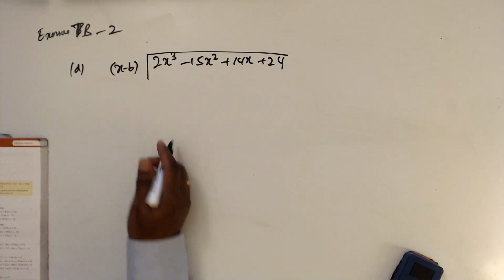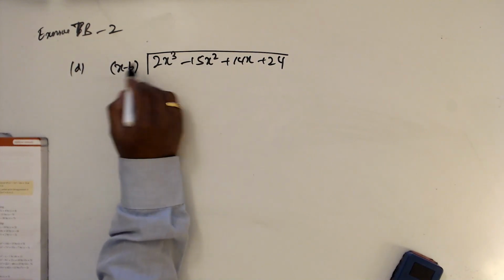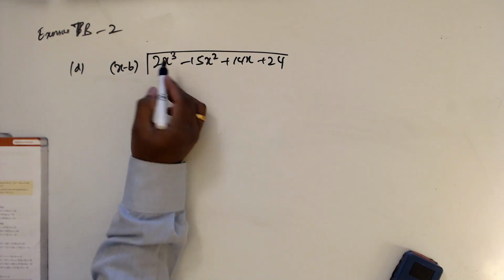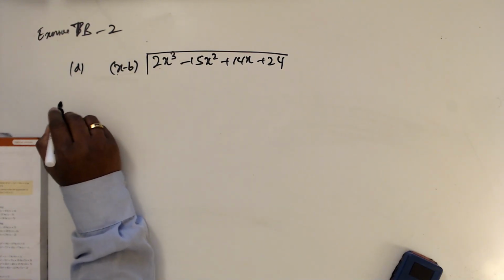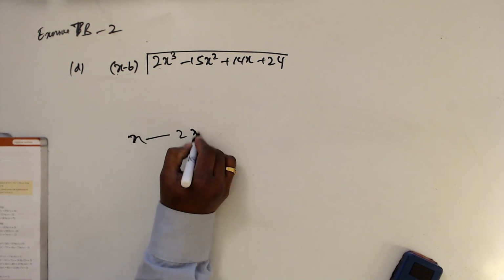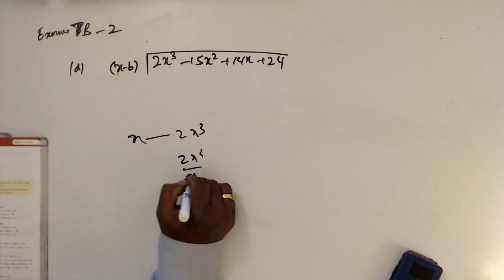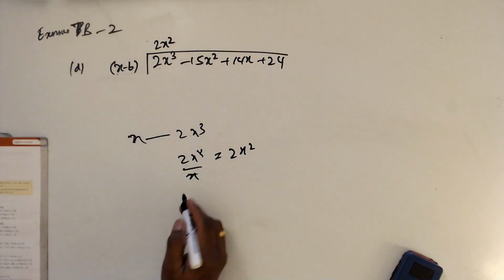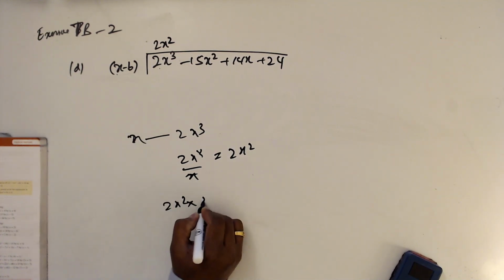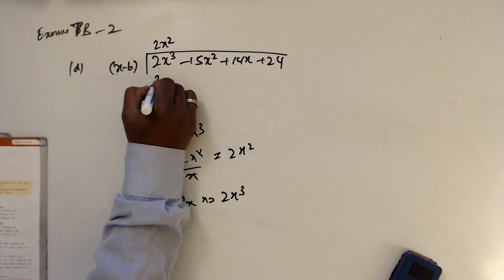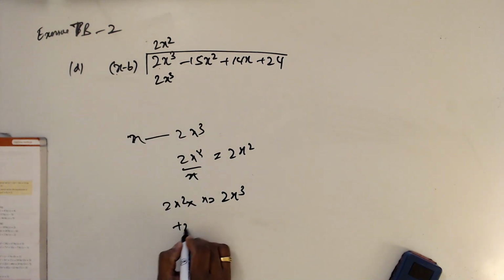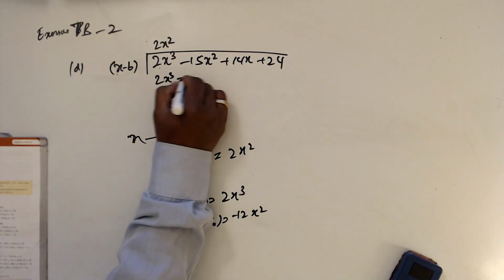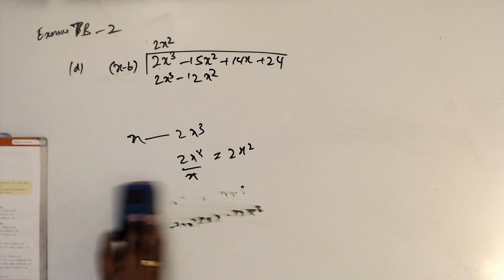Now part D. 2x cubed. So how many x goes to 2x cubed? 2x cubed divided by x, 2x square. So 2x square times x, 2x cubed. Then 2x square times minus 6, minus 12x square.